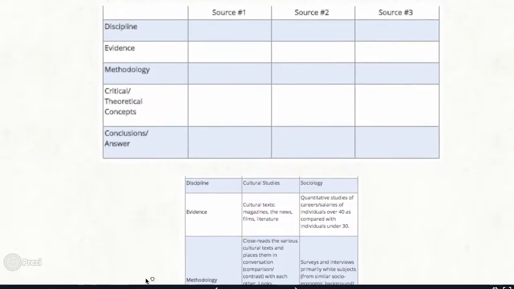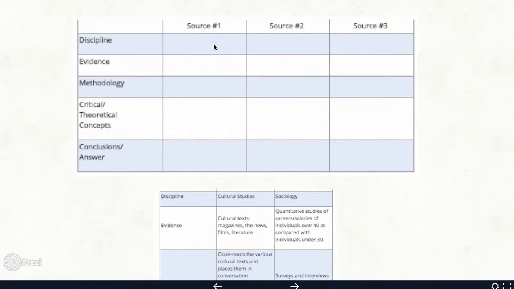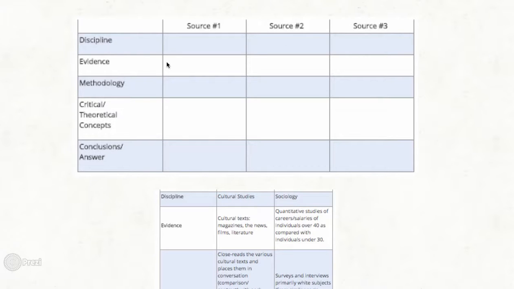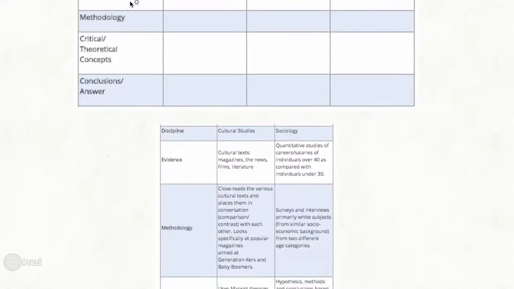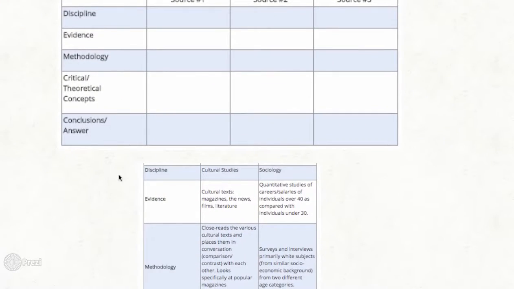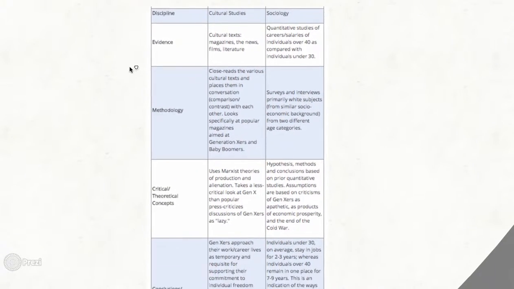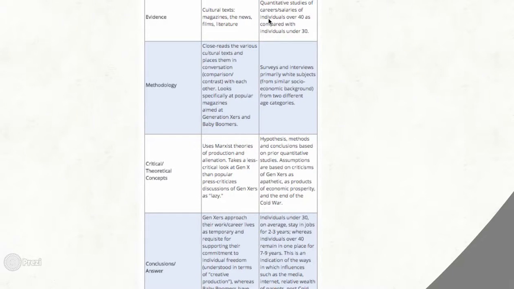Okay, so likely all of your sources are going to be from your discipline, your field. So you might not need to even fill this out. But if you are using sources from different fields, then you should do this, like cultural studies versus sociology. All right. And then evidence is what kind of texts do they use, or what research or data did they use, what methodologies, critical analysis and conclusions.